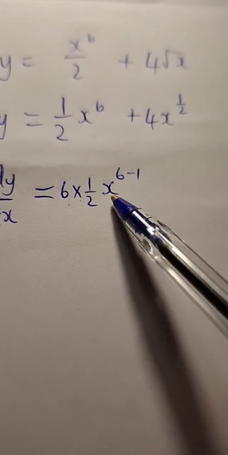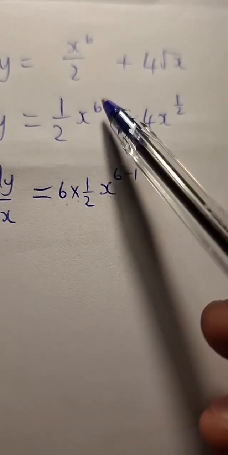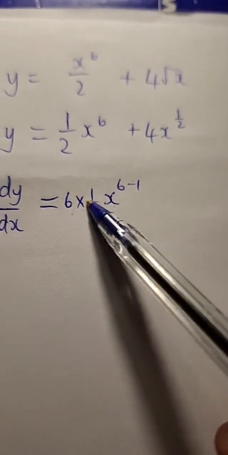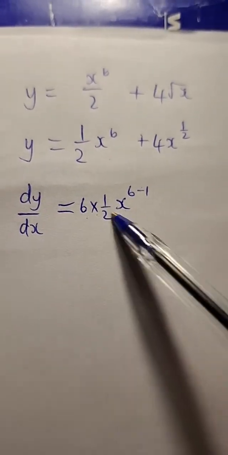Okay, we retain the variable x, then we subtract 1 from the current exponent. So that's what we do when we are differentiating, because we are now differentiating the function. Go on to the second term. We do the same thing to the second term.